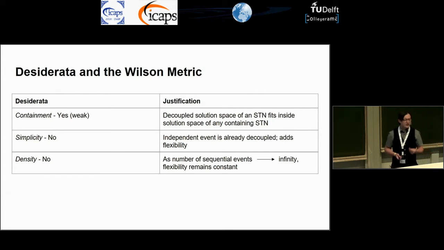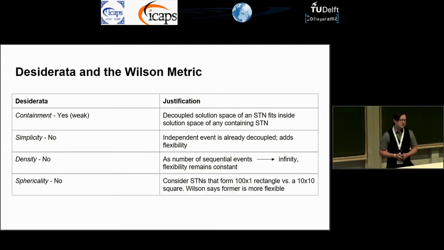The Wilson metric does not have density either, and the reason for that is that when you have your sequential STN, as the number of events in that sequence increases, while the Wilson metric will decrease the interval on which each individual event can happen, the sum of those intervals will always be the same. It will be the size of the fixed interval on which the entire STN needs to be executed. And as such, as the number of events approaches infinity, flexibility will remain constant rather than tending towards zero as density would require.